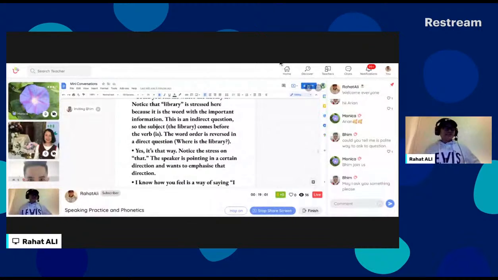Okay, so when the speaker says "it is that way", look, that has gone upper intonation. Like if I say, "Could you tell me where Aryan's shop is?" Then you can say, "It is not far, it is that way." That way, you see, that is going higher intonation.